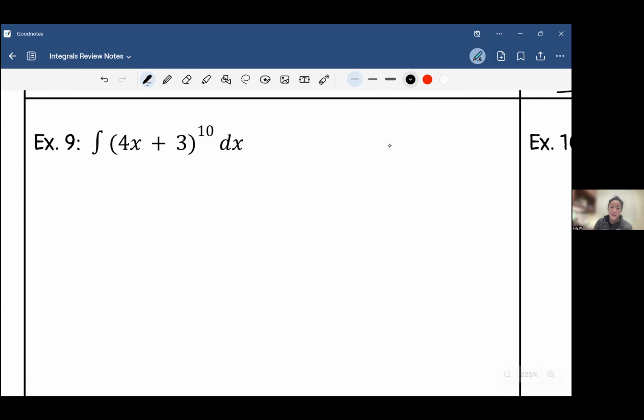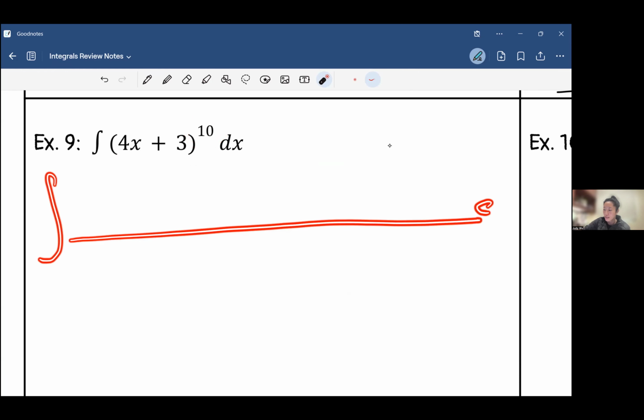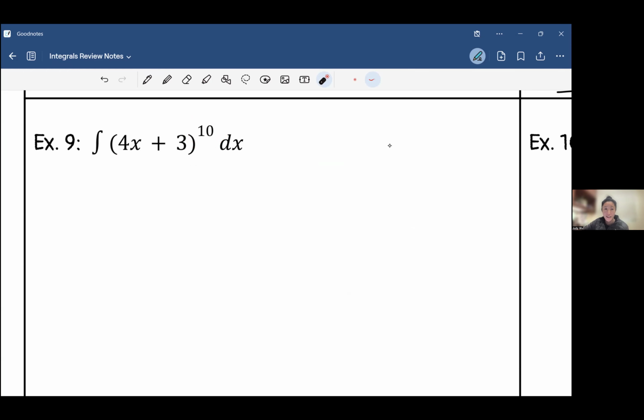All right, so let's take a look at number 9. Now, we have a few options here. If we really wanted to go bananas, we could take 4x plus 3 and multiply it out 10 times and then have the integral of that whole long thing and then integrate each term. That is a choice. I don't think it's the best choice, but it is a choice, okay? But the benefit of U substitution is it saves us from having to do that much work. This is what I like to call the sneaky version of the U sub.